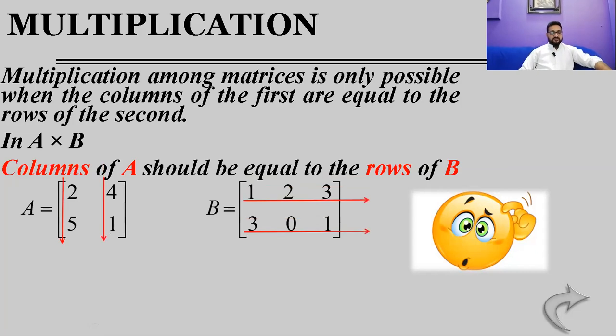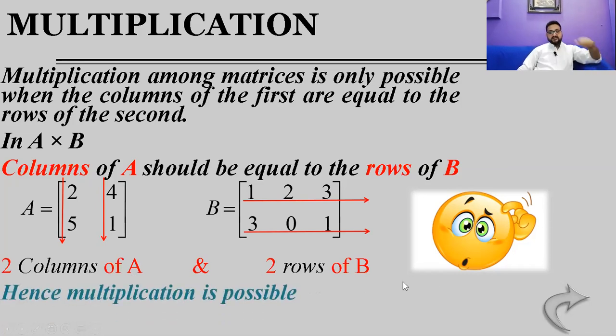So we can say, the columns of matrix A, how many columns in matrix A? There are 2 columns in matrix A. And how many rows in matrix B? There are 2 rows in matrix B. So that's why, with 2 columns of A and 2 rows of B, multiplication should be possible. Is there any confusion? This is the formula.